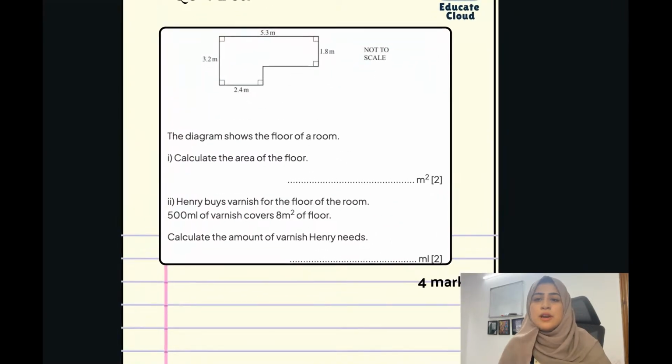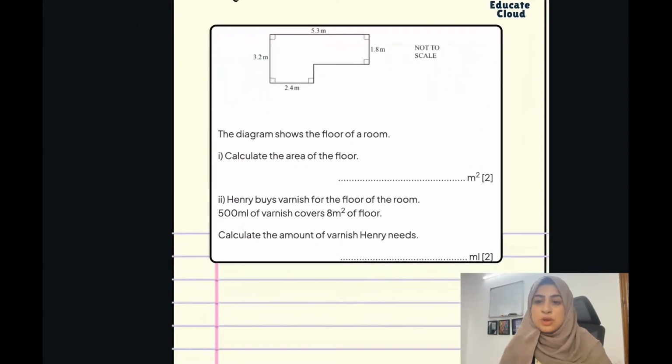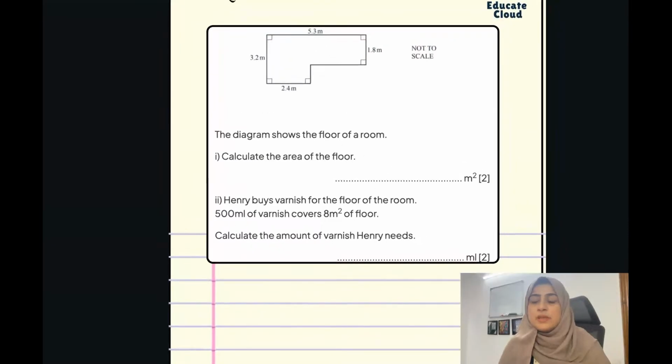Okay, next question is on area. So these are very likely topics to come up. Questions like this are really likely to come up in the exam. So it says the diagram shows the floor of a room. Calculate the area of the floor. So to calculate the area of the floor, we do have to split it. So we're going to do 3.2 times 2.4 to get the area of, let's break it down into part 1 and part 2. So 3.2 times 2.4, that is going to give me 7.68.